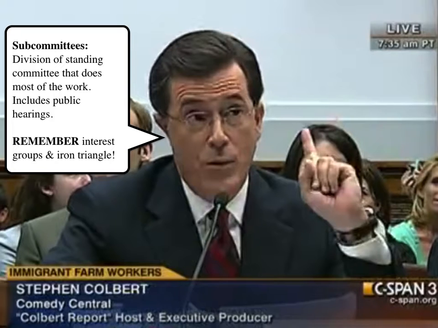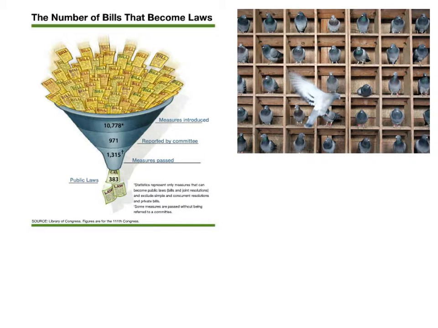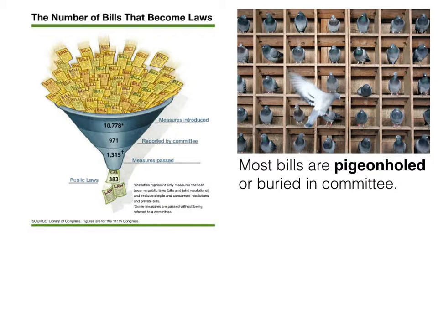Bills are made or killed in committees, and most bills are killed. In the 111th Congress, 10,778 measures were introduced. 971 of them were reported to a committee. 1,315 measures were passed, and only 383 actually became a law. So thousands of bills are going to be pigeonholed. They're killed or buried in the committee process.